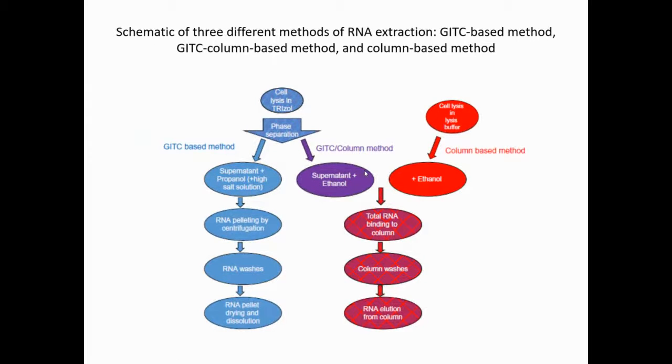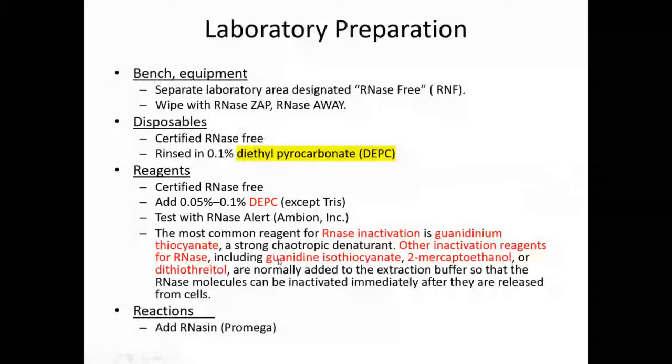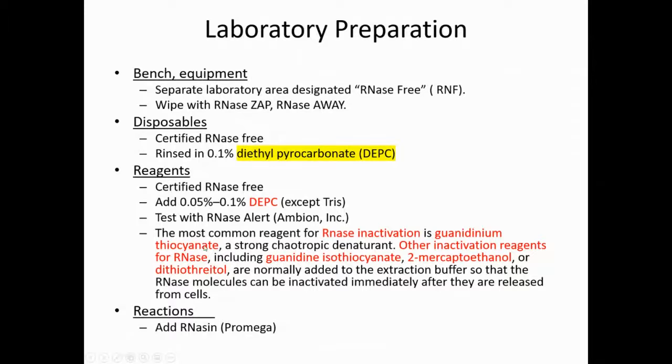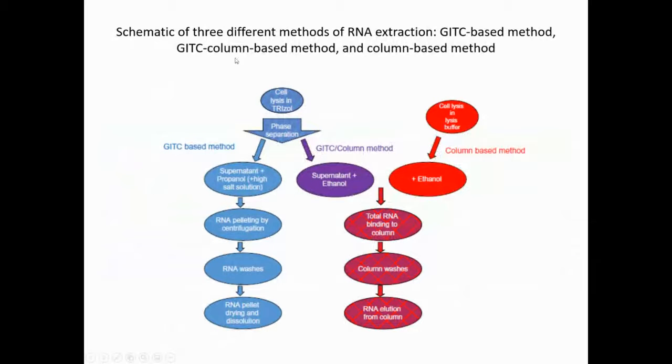Okay, and this is the GITC column-based method. GITC, remember, guanidine thiocyanate, is the RNase inactivation reagent. So you use the GITC-based method to purify the RNA. The cell lysis is done in Trizol. That's the GITC inside the Trizol, so it can stabilize the RNA, right?